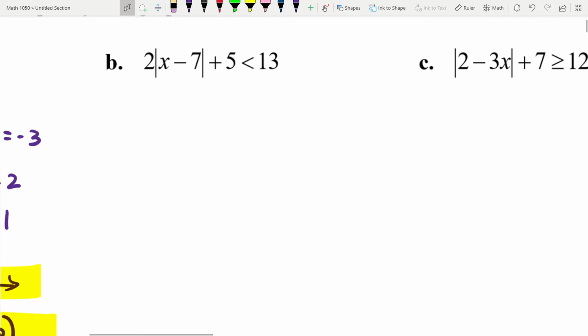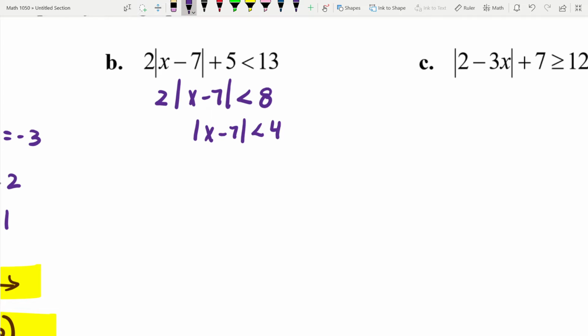Okay, here's the next one. Get it alone. So the first thing you have to do is move your 5 over. So go 2 times the absolute value of x minus 7 is less than 13 minus 5 is 8. It's not alone yet, so divide by 2. So I have the absolute value of x minus 7 is less than 4. Step number 1 is done, it's alone.